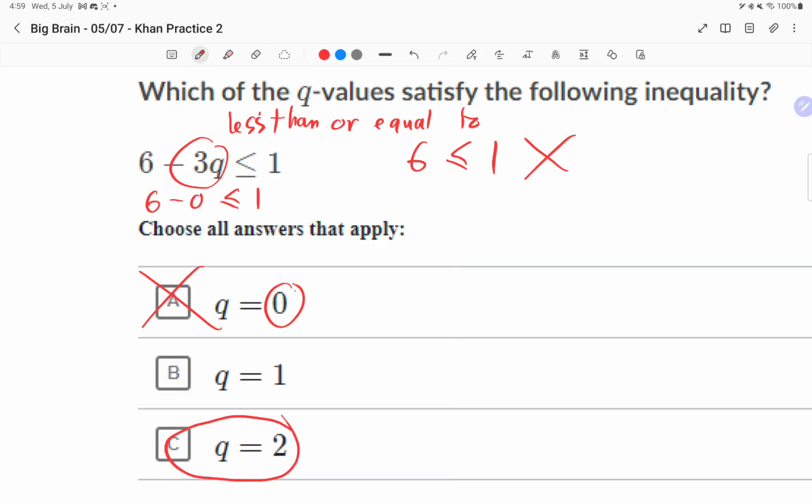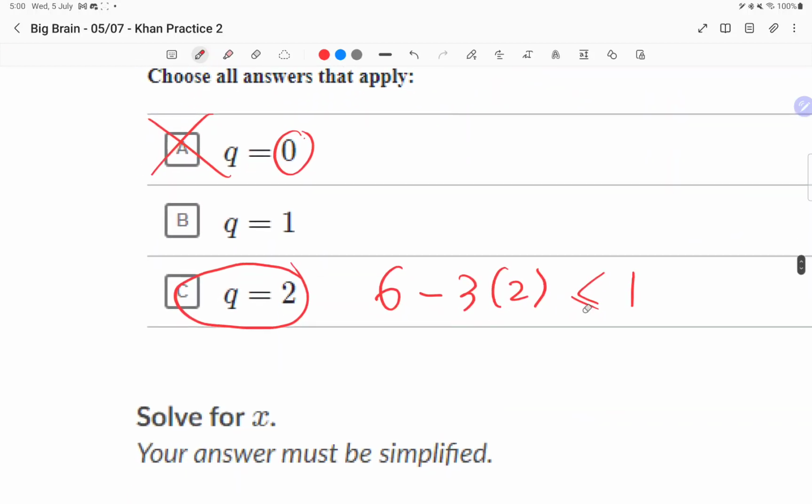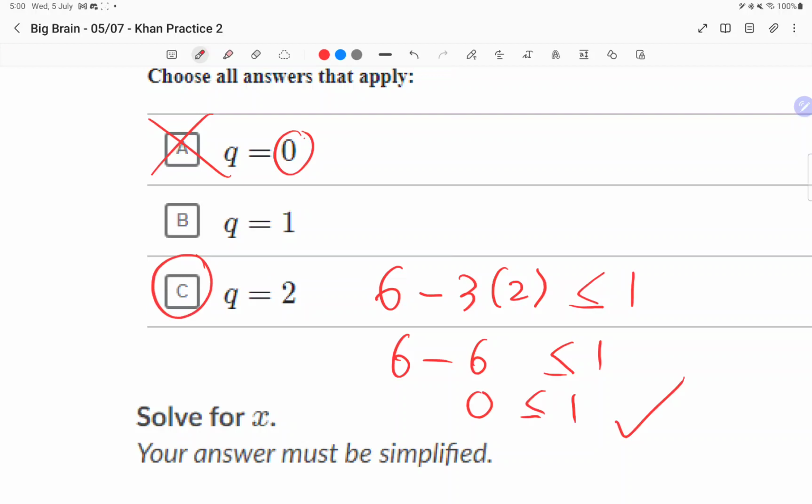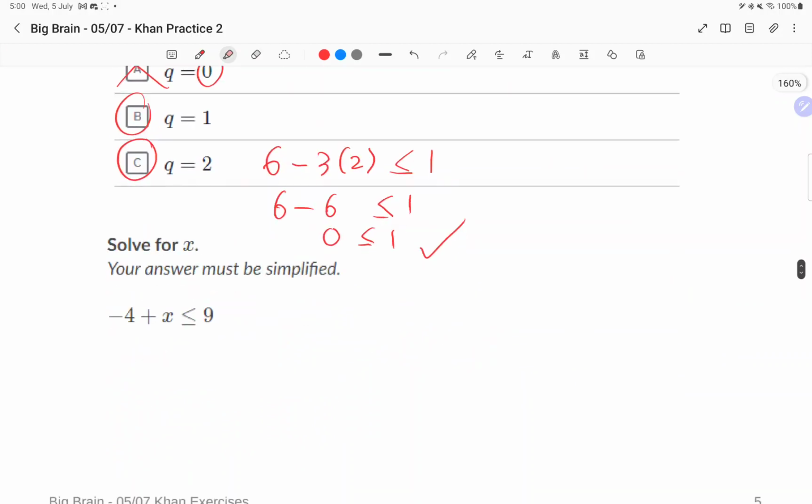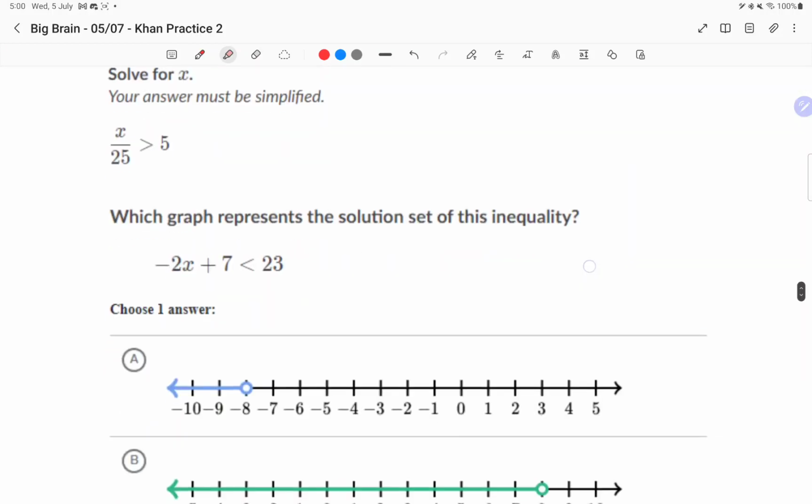So I'll show you that if you were to test C, that would be 6 minus 3 times 2 less than or equal to 1, right? Let's see. So 6 minus 6 less than or equal to 1, 0 less than or equal to 1. Is that correct? Yeah, 0 is less than or equal to 1, right? So yes, that's the correct answer. C is the correct answer. You've got to test B to see if it's correct or not. If it's correct, you've got to select it because you have to choose all answers that apply. So as I said, I'm going through quite a lot of stuff. Let's see if it will make sense.